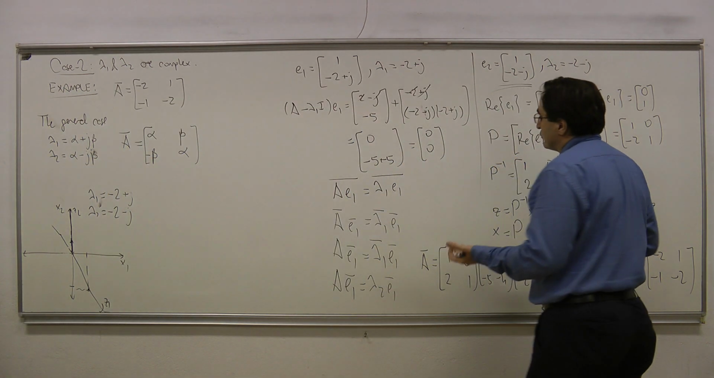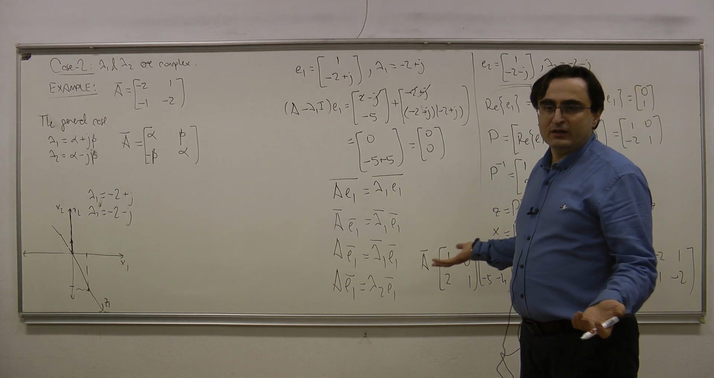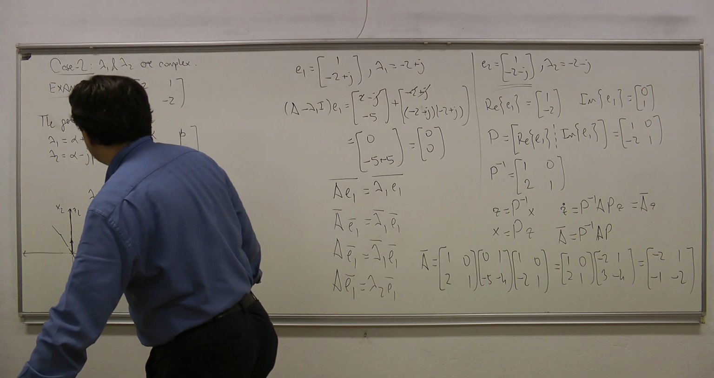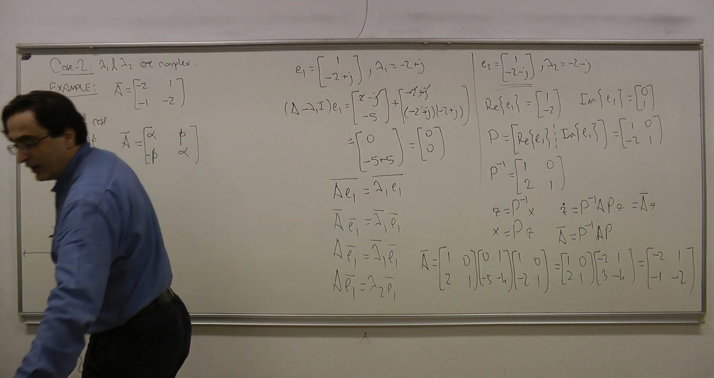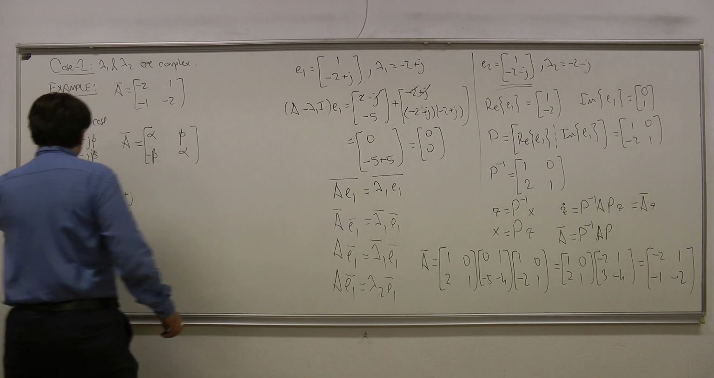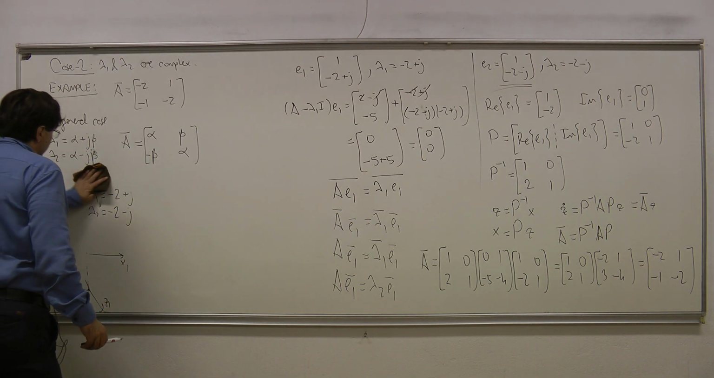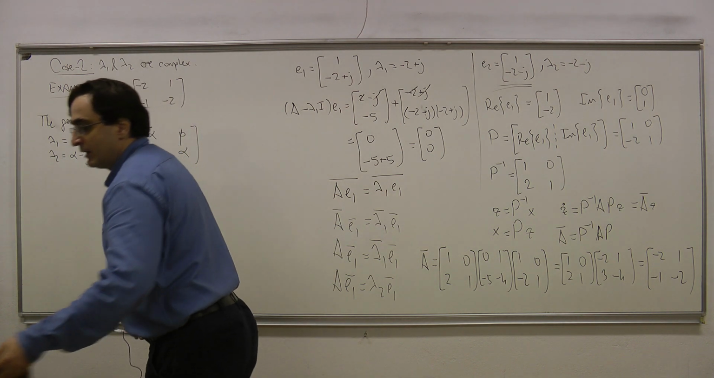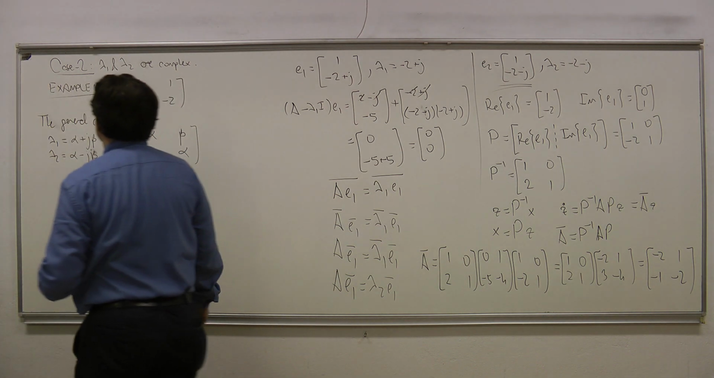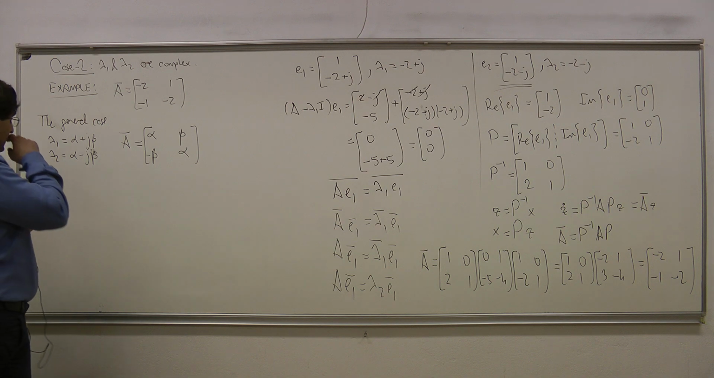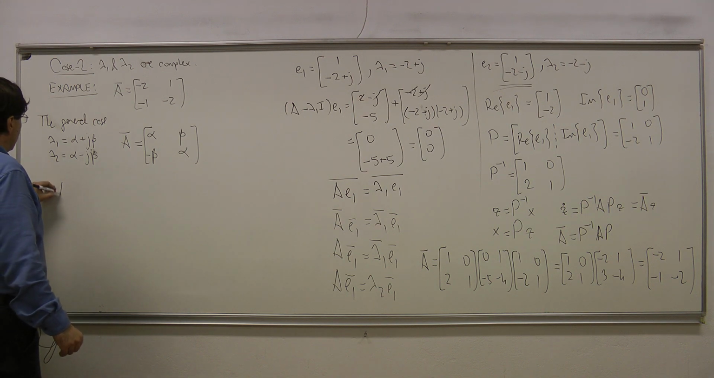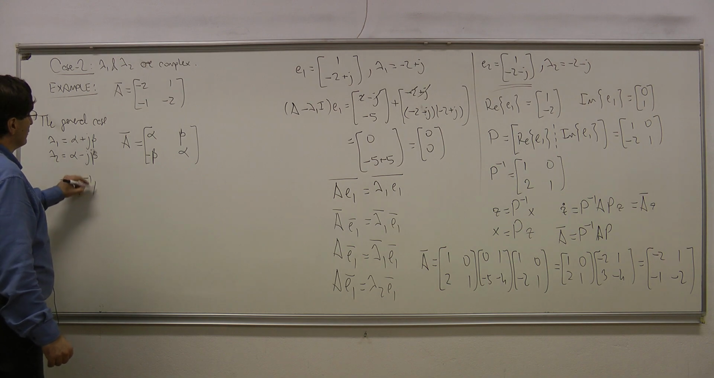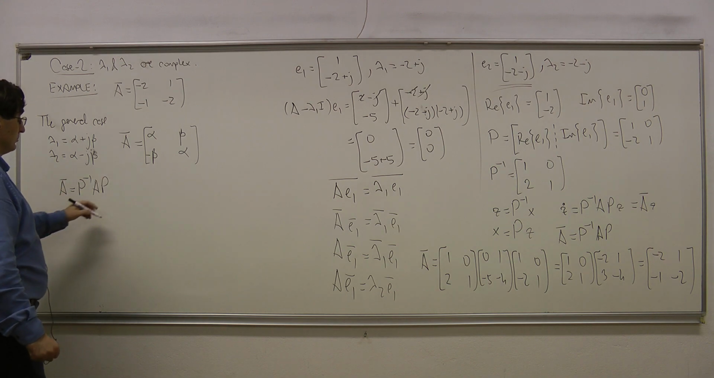Now I can actually talk about why this is the case. Why this should be the case for a general A matrix. Let me try to explain this. We have used this type of argument in the previous lecture. Now let me try to do this. I know that A bar is in general equal to P inverse A P. This is our general formula.